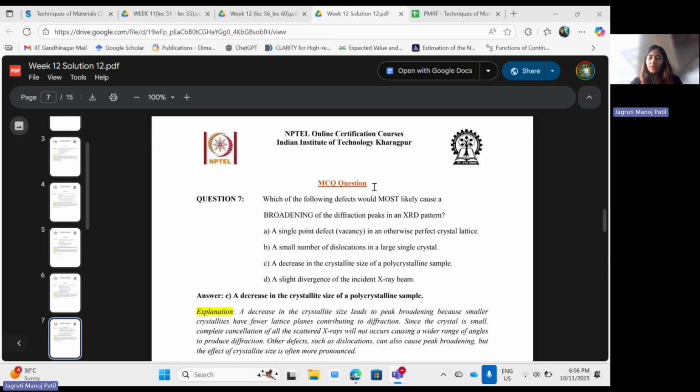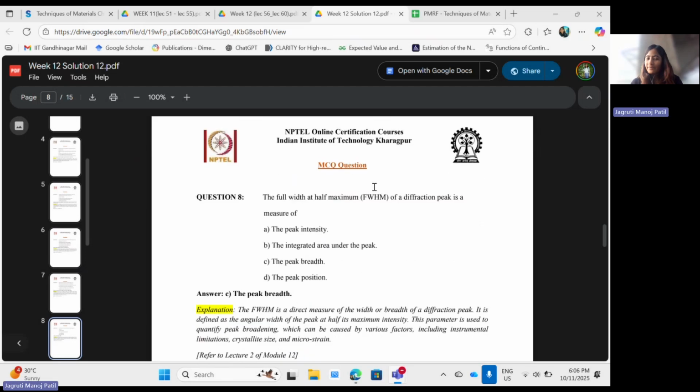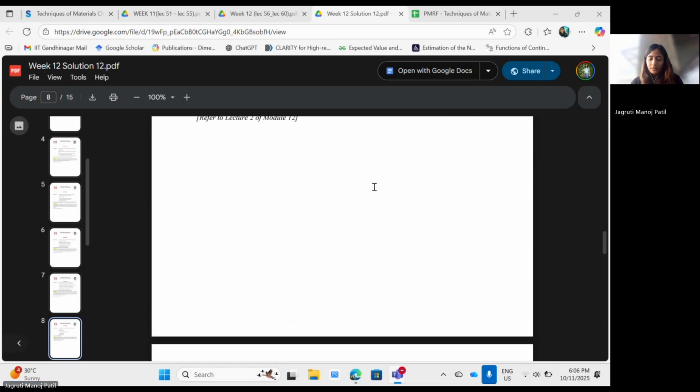That means that if you decrease the crystallite size of your sample, then your broadening effect will increase. Okay. Full width half maxima is a measure of what? It's a measure of the peak breadth. It's the width at half the intensity, a measure of the peak breadth along your Bragg's angle.